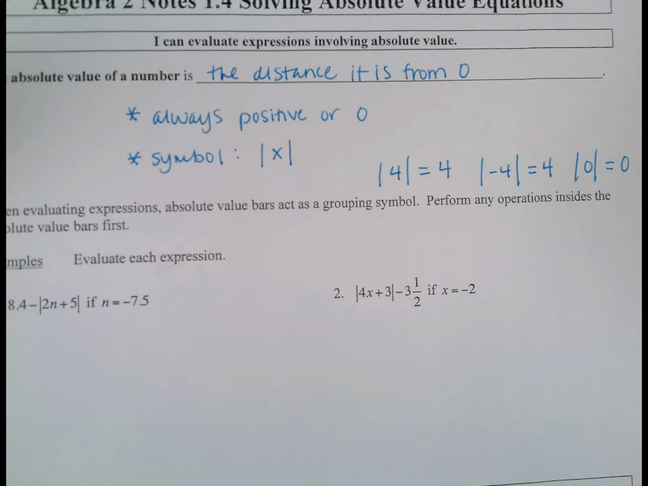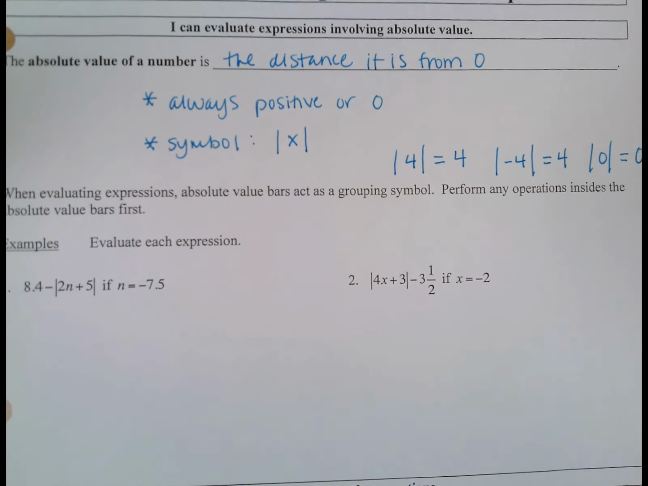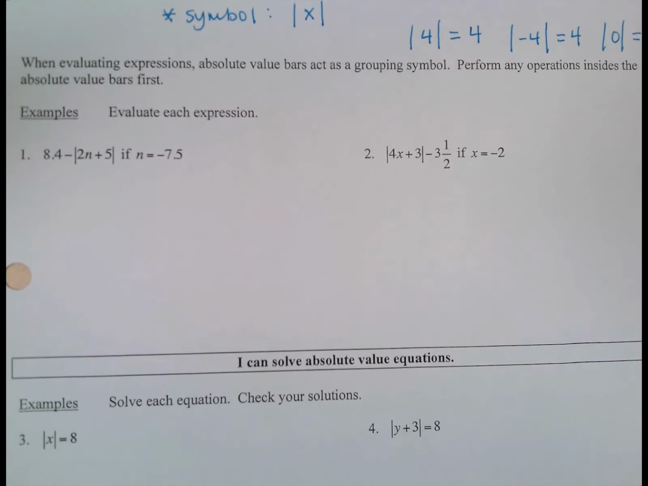So then I have below here, and again, we talked about this the first day. We talked about it as a grouping symbol. So absolute value bars, like parentheses or like brackets, they're a grouping symbol. So when you're following order of operations with an expression, you should follow order of operations inside of those absolute value bars first, and then get that down to one number before you're actually taking the absolute value. So we have two expressions. We're going to look at the first one together.